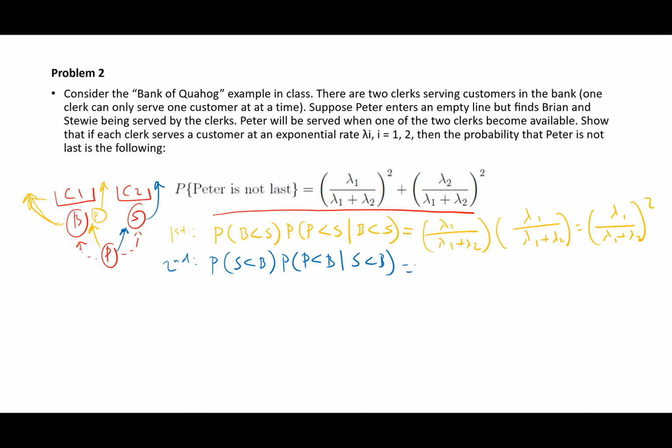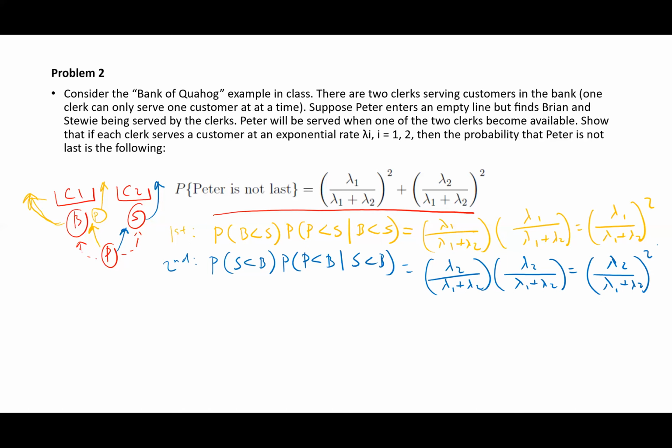Okay, so the probability that Stewie finishes before Brian is simply lambda 2 over lambda 1 plus lambda 2. Again, you're comparing two exponential distributions. The probability that one's smaller than the other one is given by this nice property. Given that Stewie's the first one to leave, then you're left with Brian and Peter. Again, who's going to finish first? We want to know the probability that Peter finishes before Brian. That's again lambda 2 over lambda 1 plus lambda 2. So the whole quantity becomes lambda 2 over lambda 1 plus lambda 2, entire quantity squared.